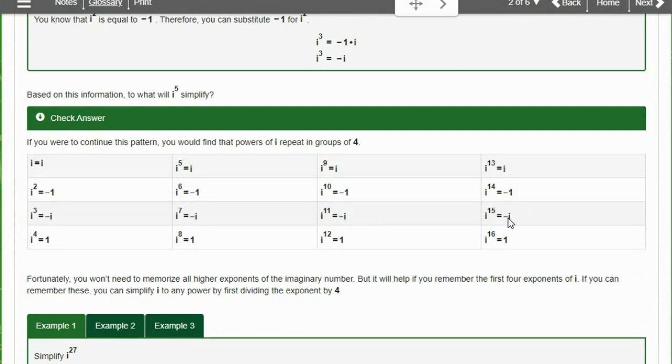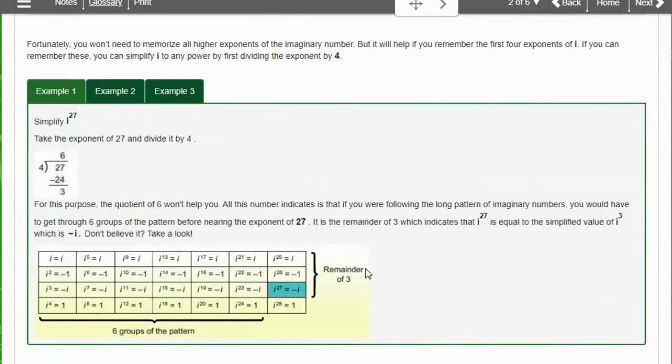i, negative 1, negative i, and 1. So you don't have to memorize it. Say here they did the 27th, which is close to what I did. Divide it by 4. That means 6 times. You're going to go through that. So subtract that. It's going to be the same as i to the 3rd. Negative i.